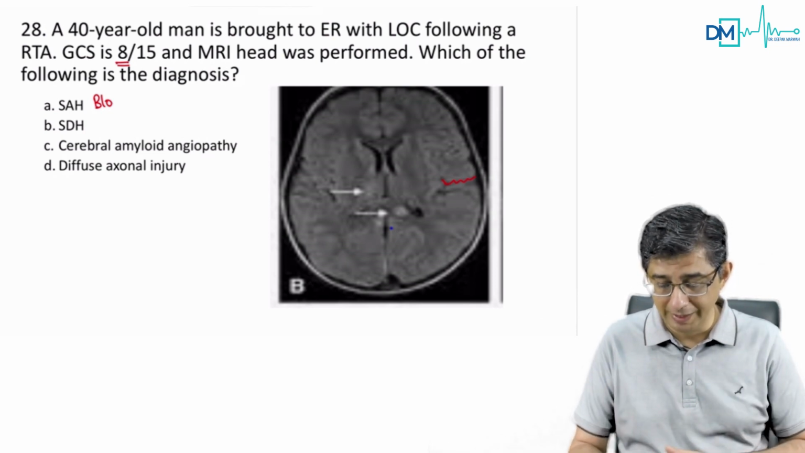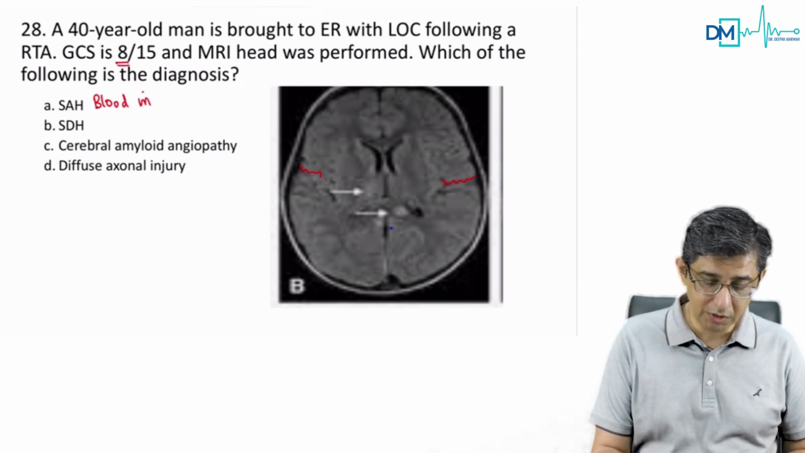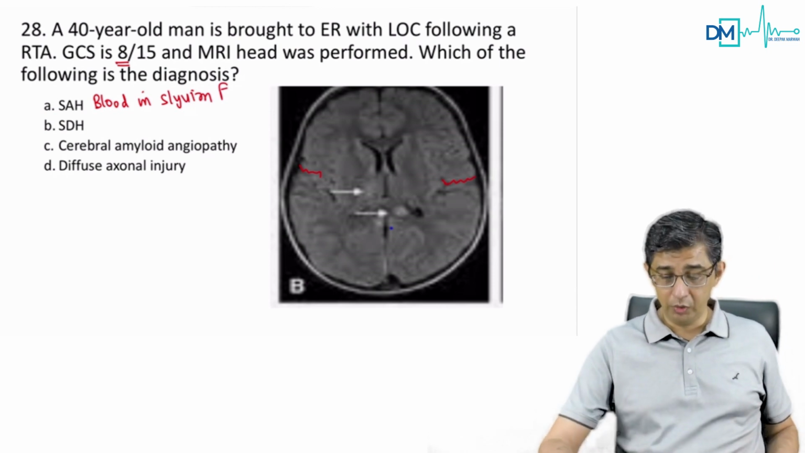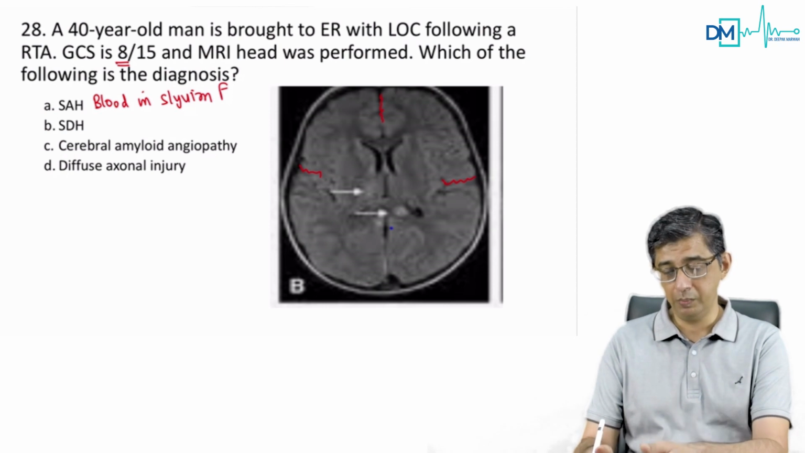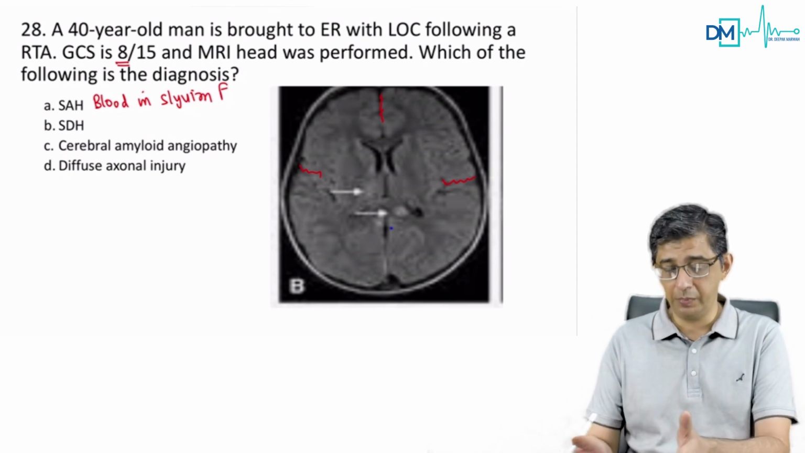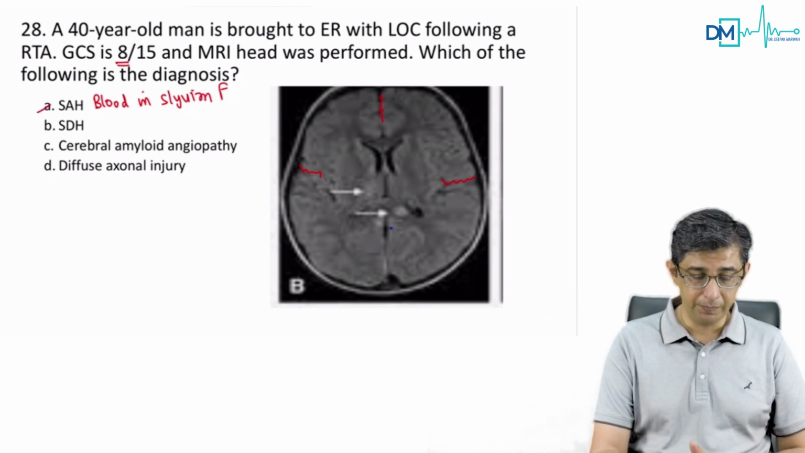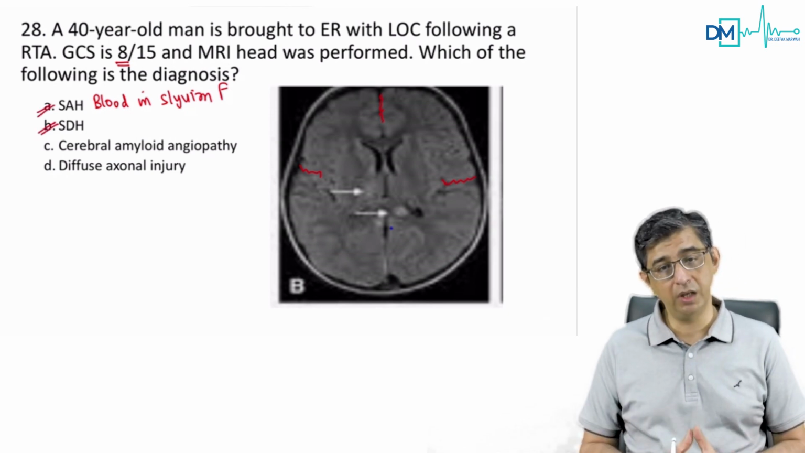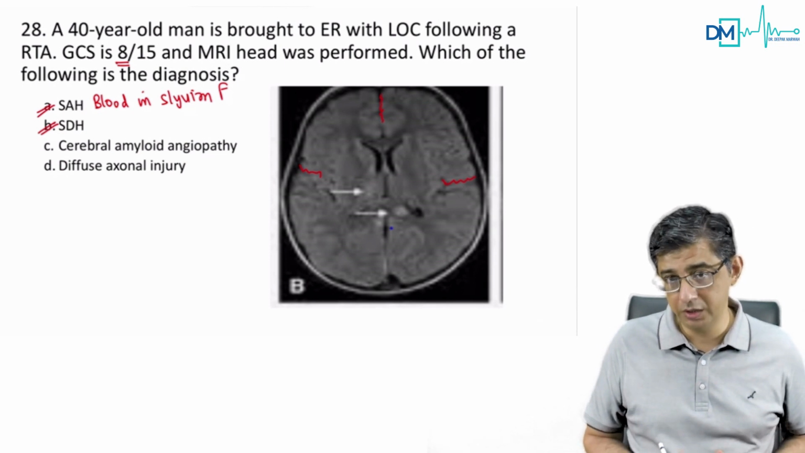Now, you cannot see any whiteness in the sylvian fissure of this person. I repeat again, where do you see subarachnoid hemorrhage? You are supposed to see it in the sylvian fissure most of the time. Or you can see blood in this area, which would be the anteriorly present fissure separating the two frontal lobes. So in this question, subarachnoid hemorrhage is ruled out. There is no subdural hemorrhage. You can't see any concavo-convexity. You're left with cerebral amyloid angiopathy and diffuse axonal injury.